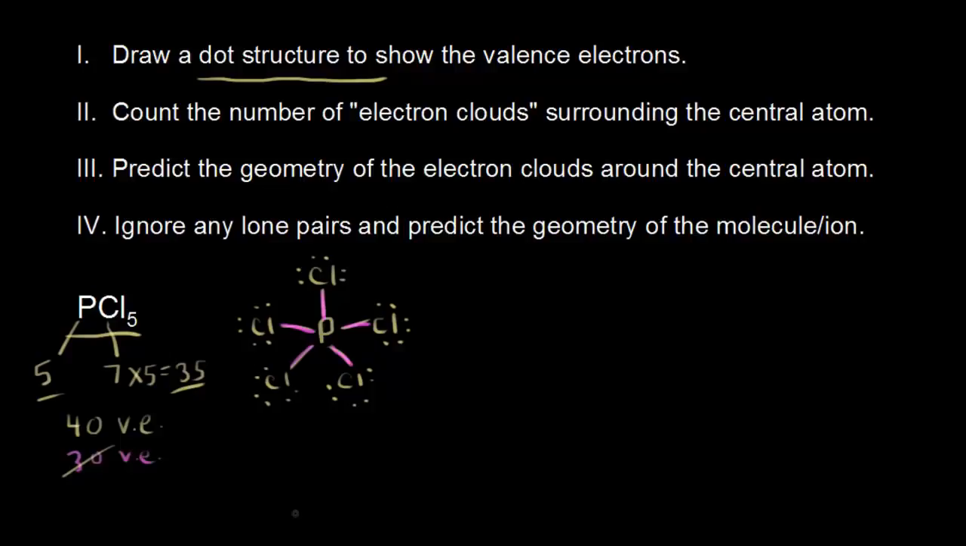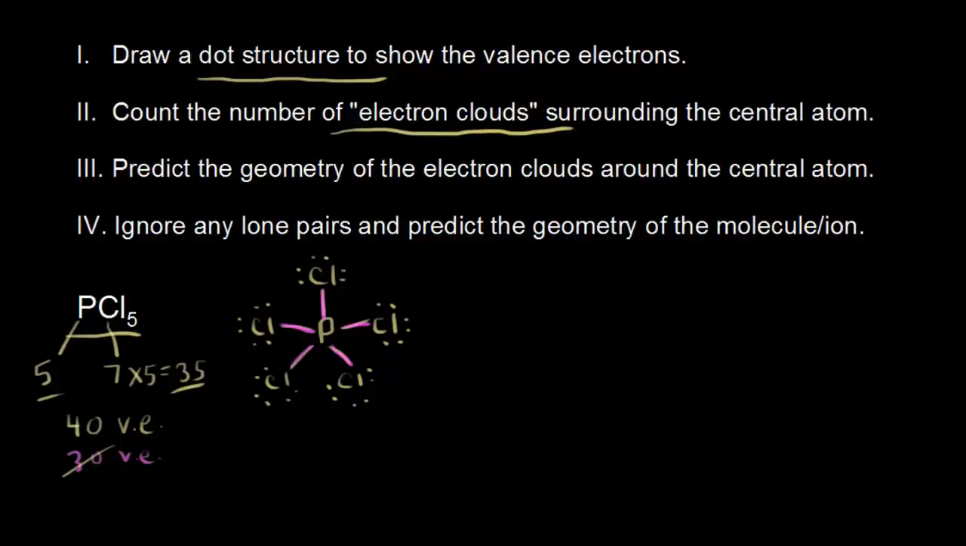Notice that phosphorus is exceeding the octet rule here, right? There are 10 valence electrons around phosphorus, and it's okay for phosphorus to do that because it's in period 3 on the periodic table. I like to think about formal charge, and so if you assign a formal charge to phosphorus, you'll see it has a formal charge of 0, and that helps to explain, for me anyway, the resulting dot structure.